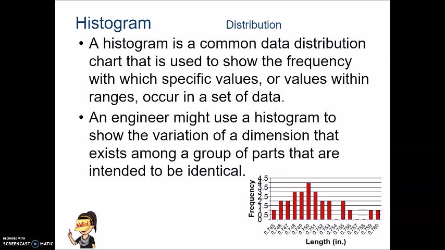Okay, so that was the end of standard deviation. If you would like to pause and go back to review that, go ahead. I'll wait right here, and we can talk about histograms.